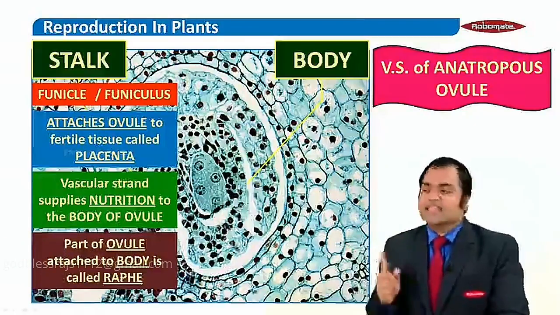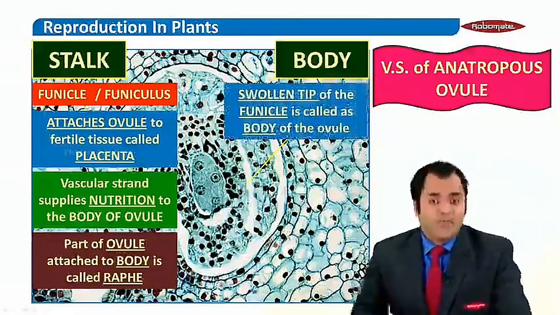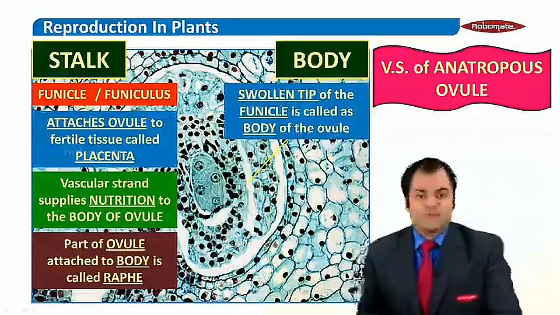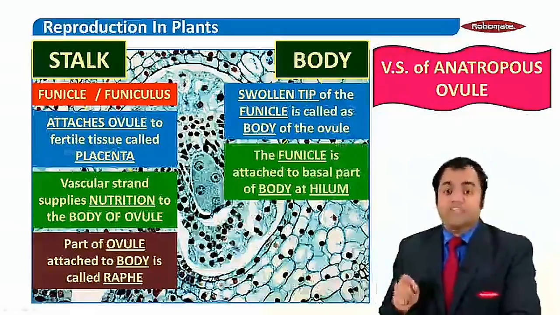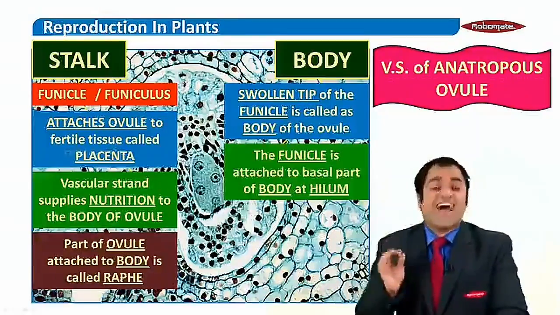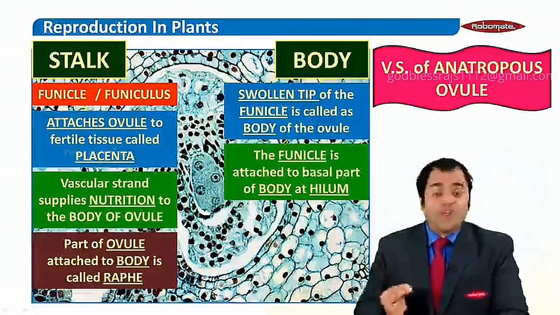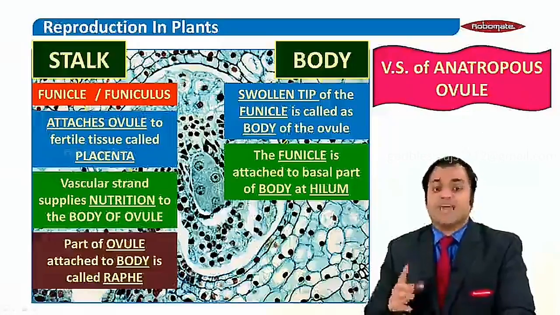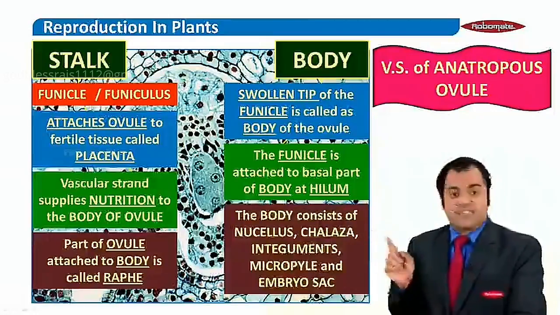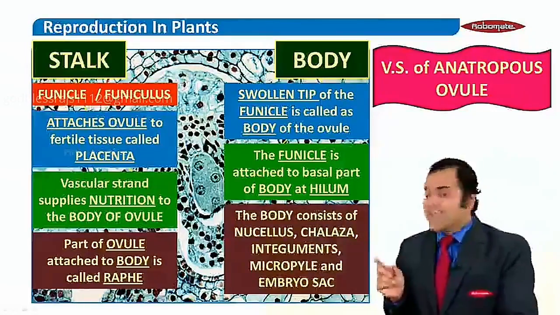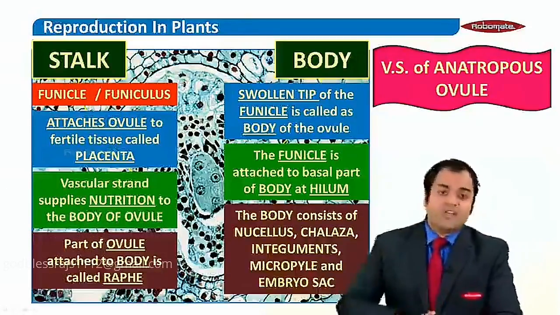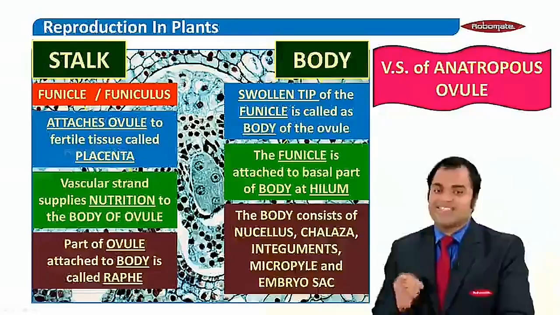Moving on. Let us look at the body. Now, the body of the ovule is the swollen tip of the funicle. If you look at the body, remember the funicle is attached to the basal part of the body at a place called the hilum. And the body of the ovule has several parts that we'll be discussing in the next modules, namely nucellus, chalaza, integuments, micropyle, and finally the embryo sac. So in the next modules, we'll be looking at most of these parts and studying them.